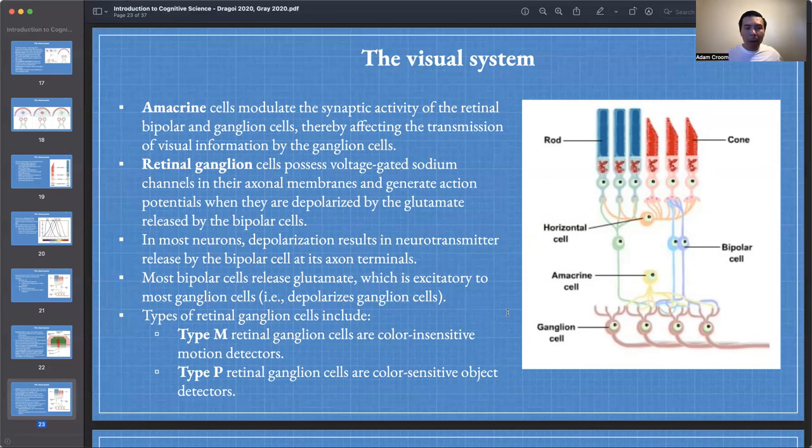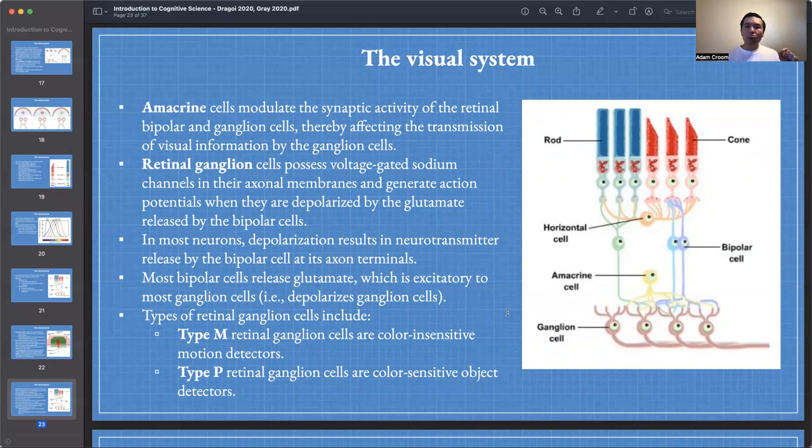So if there's something way on the periphery, you may not be able to identify what color it is or what object it is exactly, but you can see it move. Like, I noticed motion over here. On the other hand, if it's right in front of you, you're going to be sensitive to the color and the type of object that it is. So very cool. We have different types of things working in a coordinated, systematic way.